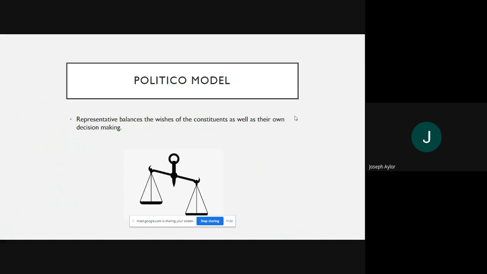So if at the end of the day they say we got 50 yeses and 10 nos, they'll relay that information to the congressman, and they will know what the citizens and the constituents really want. So the Politico model is much more accurate in terms of the everyday running of representation. With this, you're going to see the balancing of the individual wishes of the constituents, but also the congressman's own decision making and their own beliefs and morals and the decisions that they make as well.